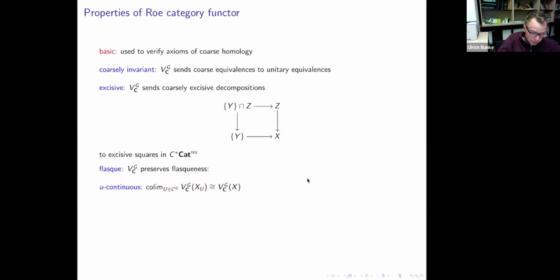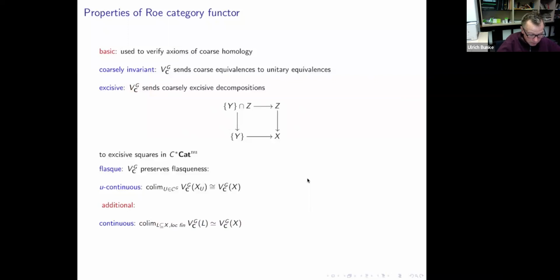And it's U-continuous. Now I can explain what it means. I can get the value of the functor on X as a colimit over the values evaluated on these spaces X_U. These are the same sets, the same bornologies, but the coarse structure is generated by a single entourage U. This is what I mean by U-continuous. So this reflects the idea that every generator of morphisms in this category has an entourage which controls it.